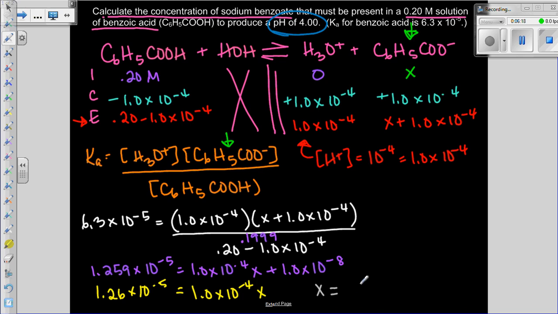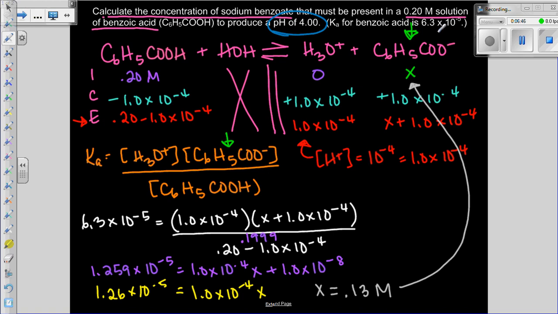2 sig figs, 0.13 molar. Now that tells me my initial concentration of benzoate ion. I want to show you one other thing that we could have done here that would have been acceptable.